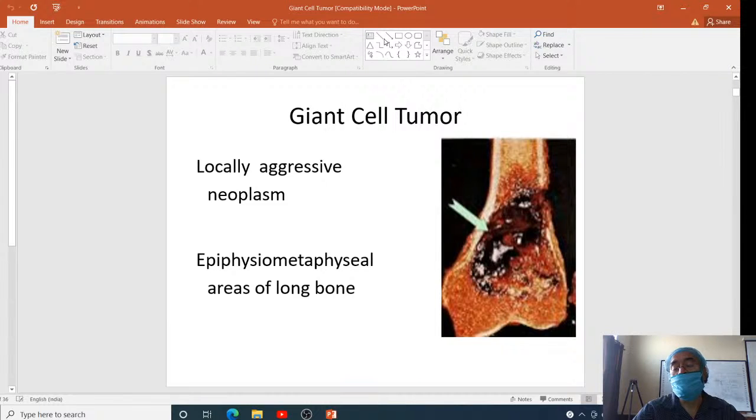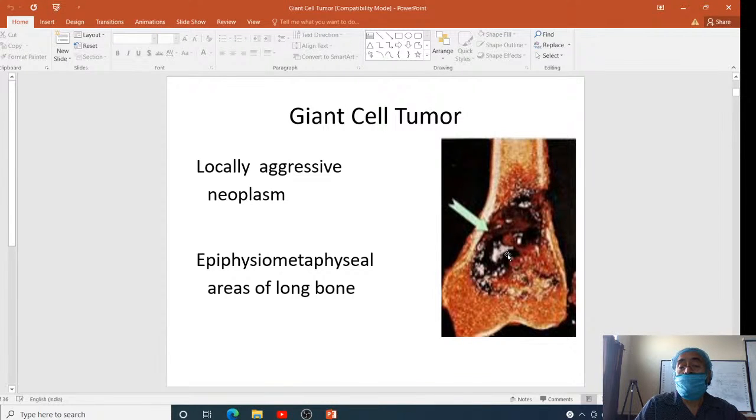Location, epiphyseal, eccentric. So eccentric means it's not in the center. Usually it grows onto one side. And expanding, so another E, expansile. So expansile, eccentric, and epiphyseal. So most common location would be epiphysis. This is a metaphysis and it's getting into the epiphysis.